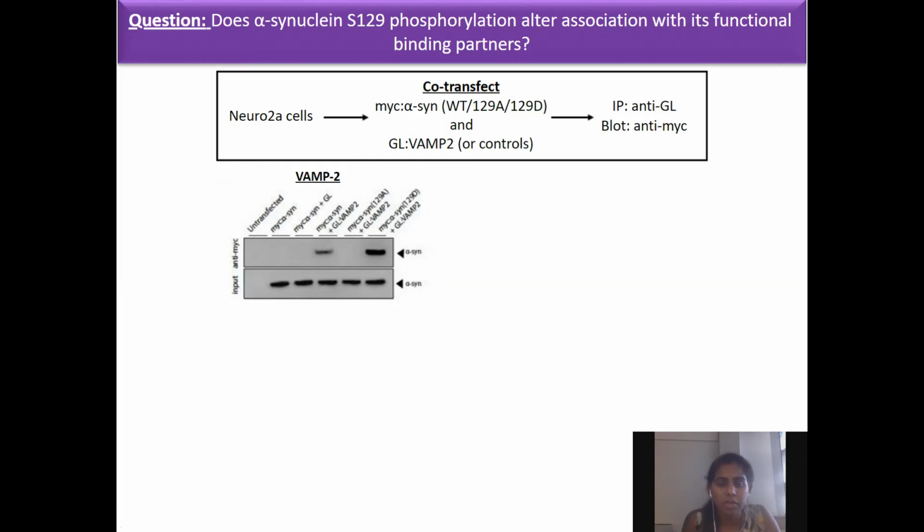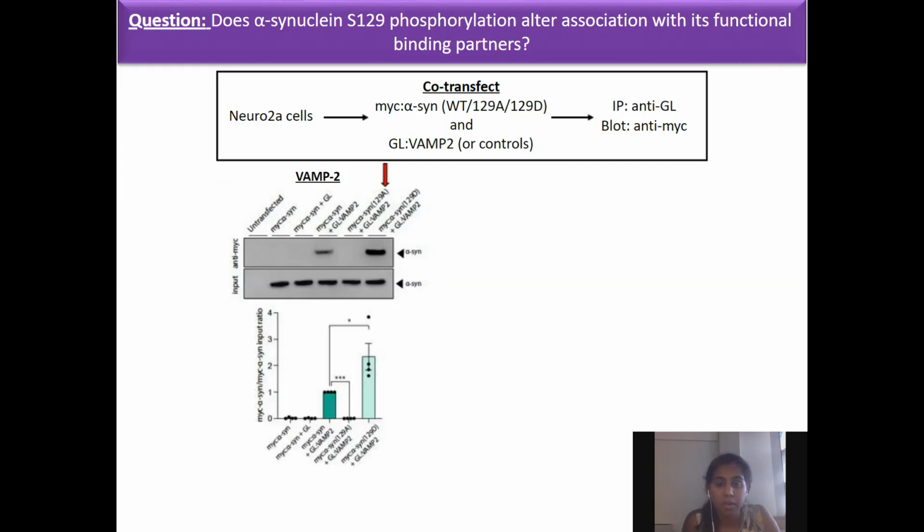whereas the adjacent lane where the S129A mutant is co-transfected, we do not see any interaction with VAMP2. Whereas in the case of the phosphomimetic S129D, we see an increased interaction of alpha-synuclein and VAMP2.